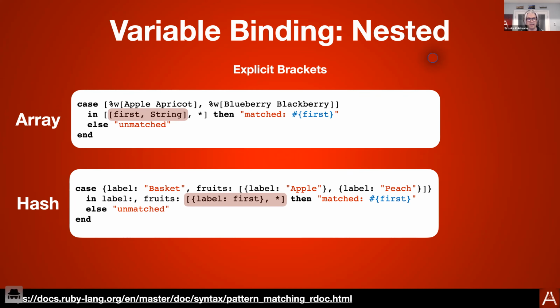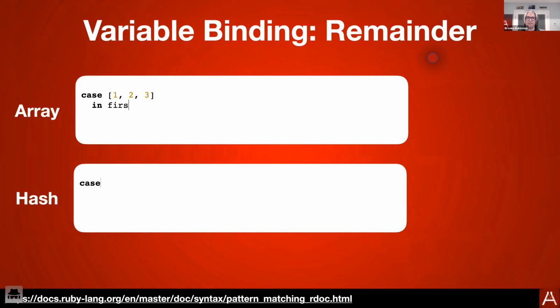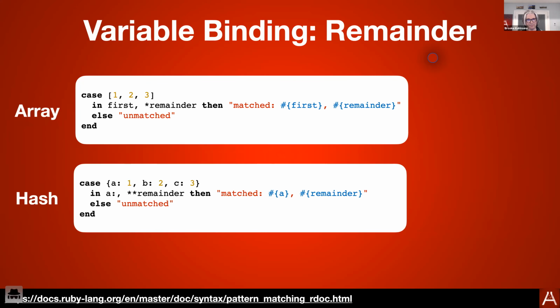In this case, I'm just looking for something that matches within the array, the first position, and then something that's a string, and then I splat out the rest. I don't actually care what's in the rest of the array. And then I just print that out. And so we get what the value of first is in this case, which is apple. And same thing for the hash.